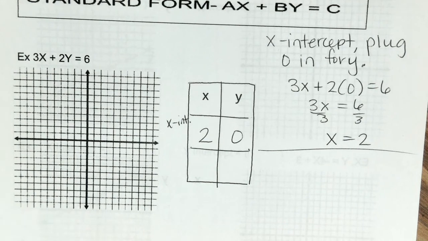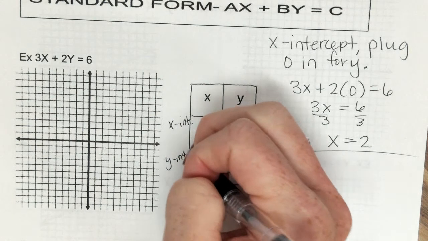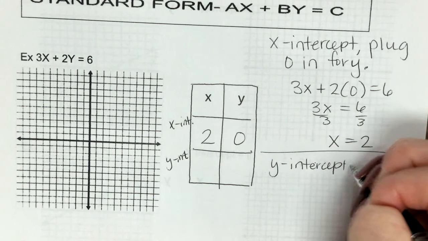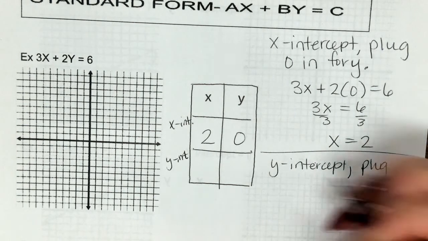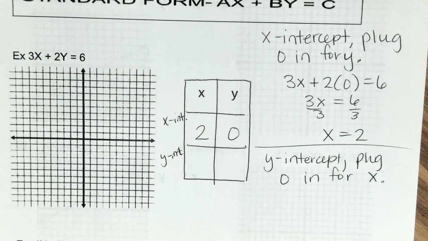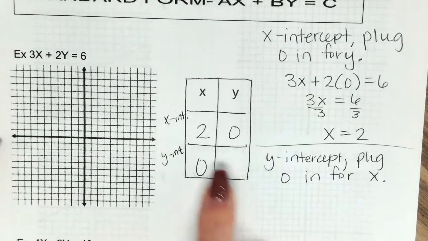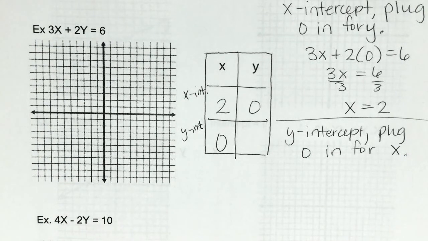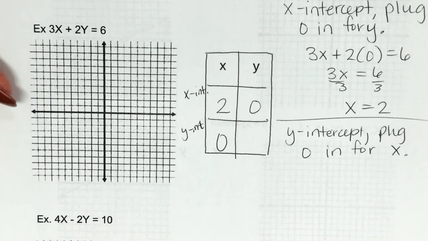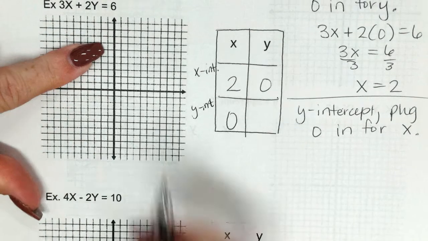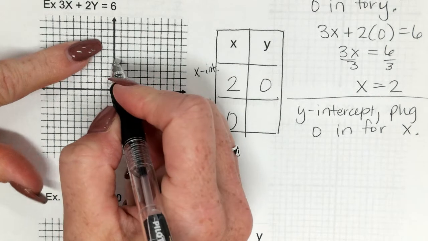Now I want the y-intercept. When I want the y-intercept, what do y'all think I'm going to do? Plug 0 in for x. And we'll talk about y. When I want the y-intercept, I'm going to plug 0 in for x. So that means this is going to be 0. Again, let's talk about y.